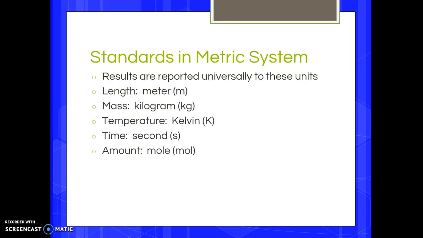So what are the standards in measurement? Results are reported universally to these units. So if I take a length, the universal standard to report it to is meter with the symbol M. Mass is kilogram. Temperature is in Kelvin, not Celsius or Fahrenheit, but Kelvin. Time is in seconds. Amount is in moles. We're going to talk about what a mole is later. And electric current is in amps.